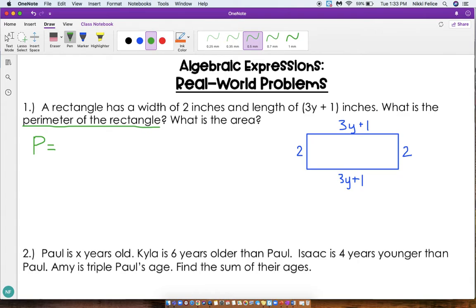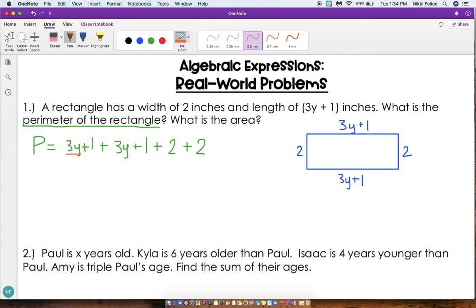We would do the same thing. We would do the length, 3y plus 1, plus the other length, so plus another 3y plus 1, and then plus the width, plus the width. We have a long expression here, but we know that we can combine like terms. We always combine like terms when we see them.